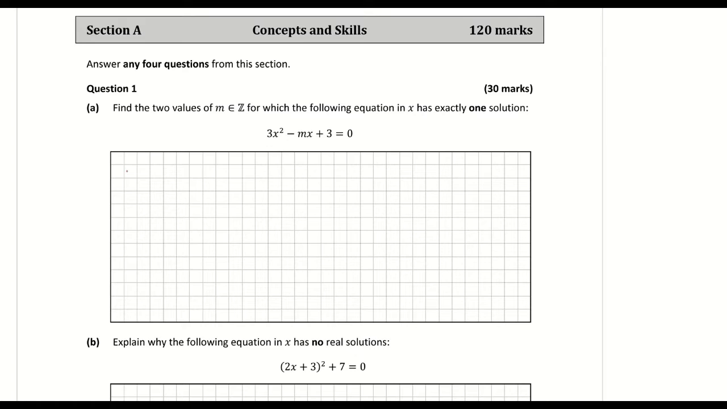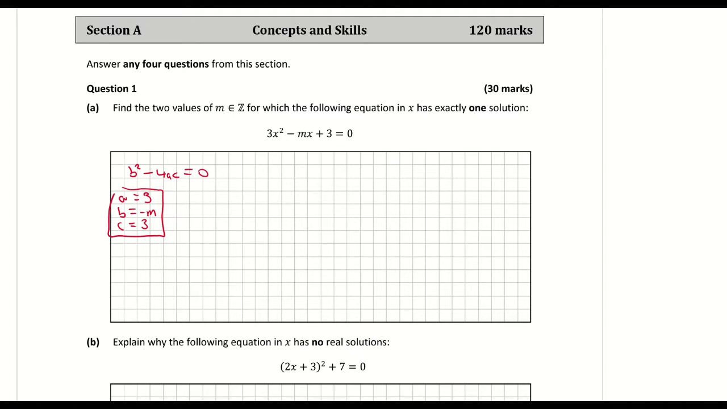given by part of our minus b formula, which is b squared minus 4ac. Now it's saying exactly one solution, so this is where my discriminant is equal to 0. The a is the coefficient of the x squared, the number in front of the x squared, so that's 3. The b is the number in front of the x, which is minus m, and the c is equal to positive 3. That's the constant.